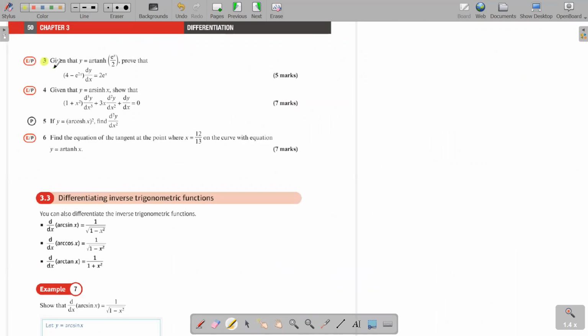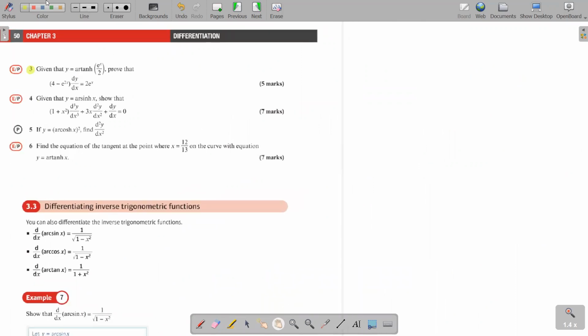Given that y equals sin inverse of x over 2, prove that. You need to prove this equation. Shall we try to prove this? Y equals sin inverse of x over 2. Let's differentiate this.